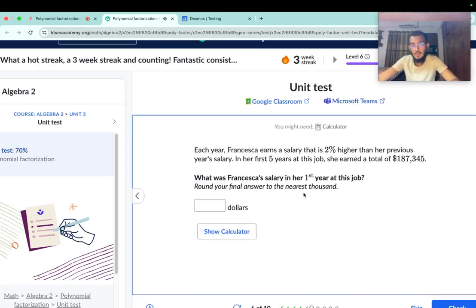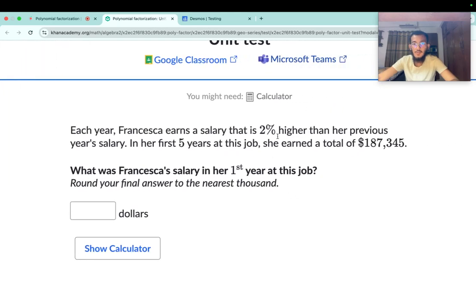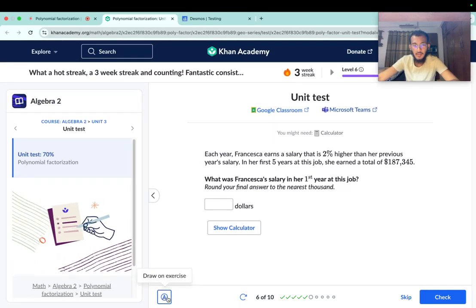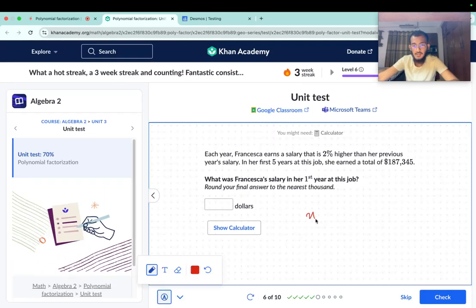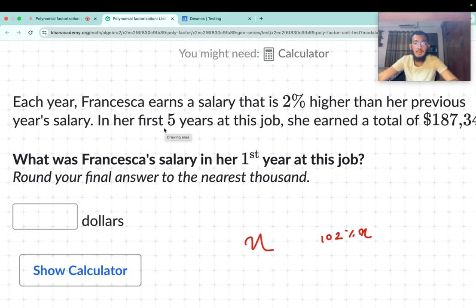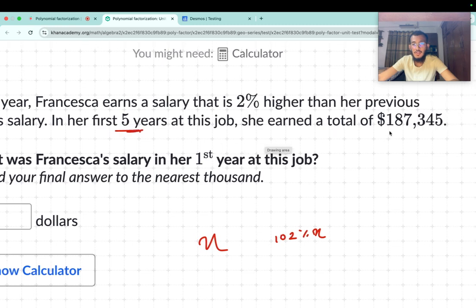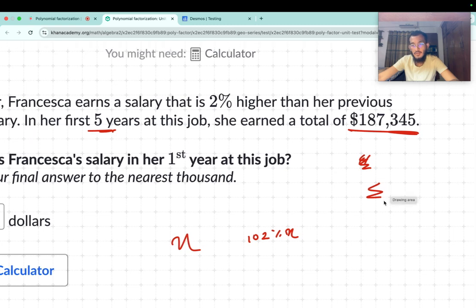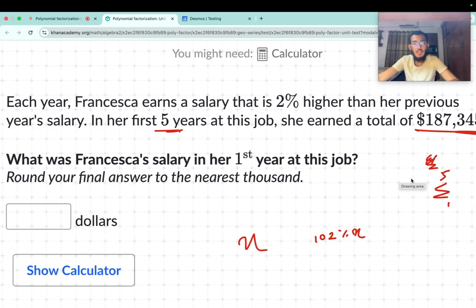Every year, Francisca earns a salary that is 2% higher than her previous year's salary. So if the first year's salary is x, the next is 2% higher, so 102% of x. In her first 5 years at her job, she earned a total, the sum of the first 5 terms, of this thing. What was Francisca's salary in her first year of the job? Round your final answer to the nearest thousand.